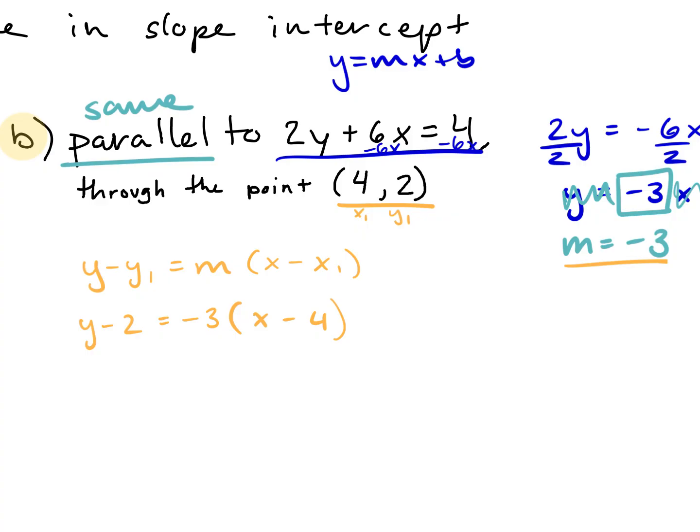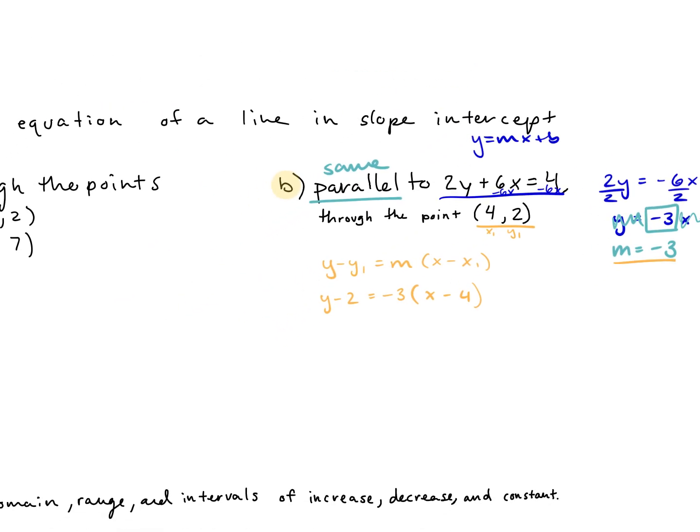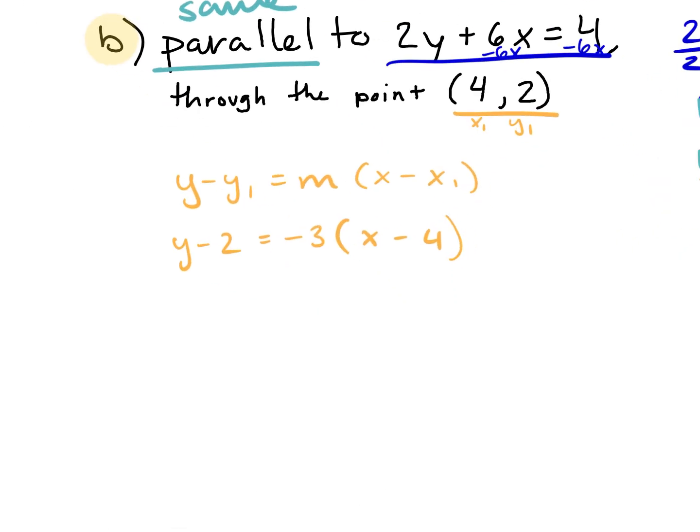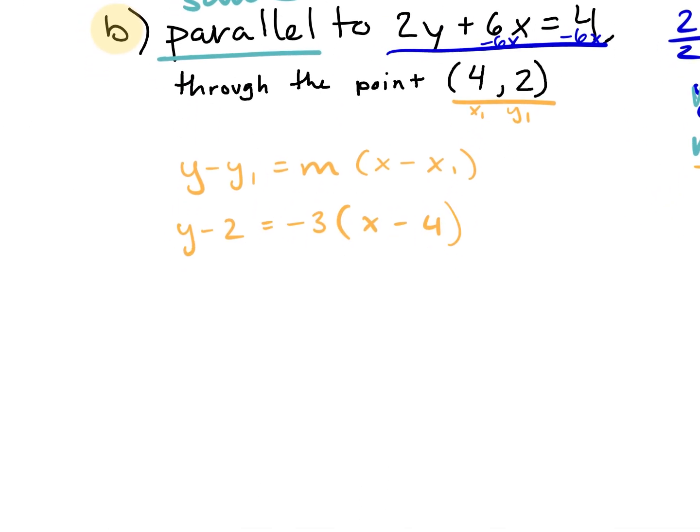Now, does this question specify what form we have to leave our answer in? Yeah, it says write the equation of a line in slope-intercept form. Is this slope-intercept form? No. So we have to simplify it to slope-intercept form. Dominic. If it just says find an equation of a line, you can leave it in this form.